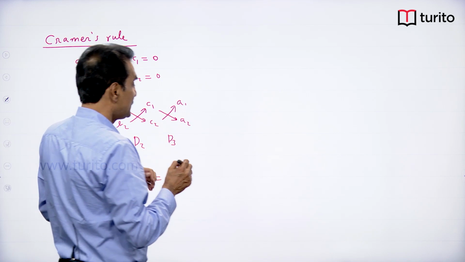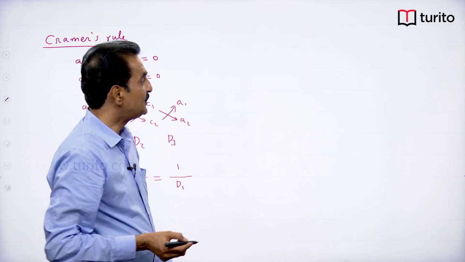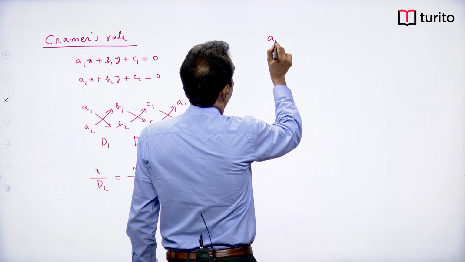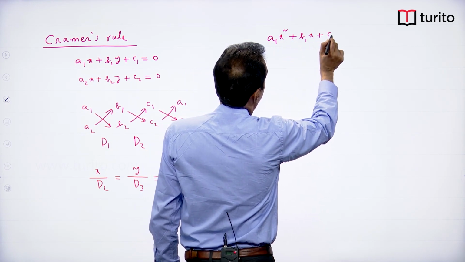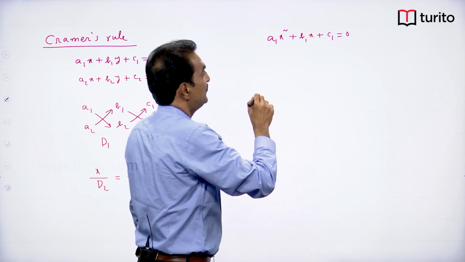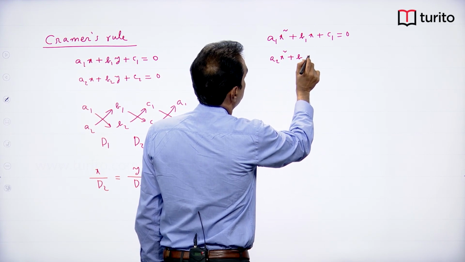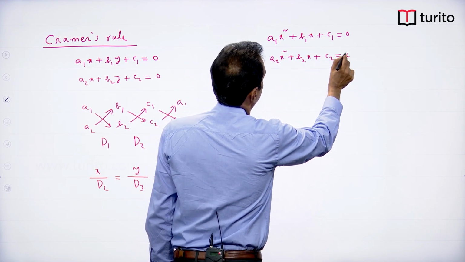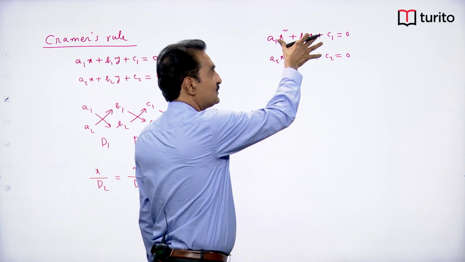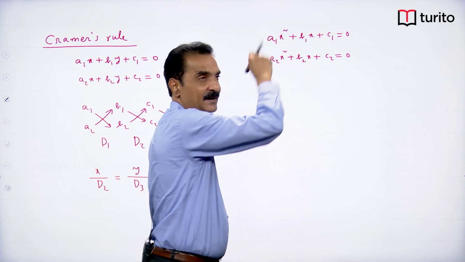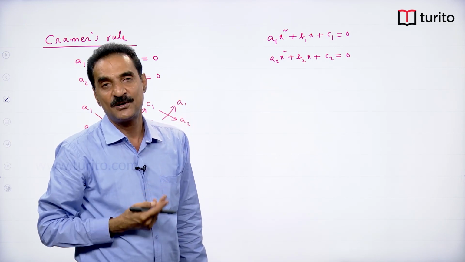Now let us take the given quadratic equations: a1x square plus b1x plus c1 is equal to 0 and a2x square plus b2x plus c2 is equal to 0. It is said that they have a common root. So this will have two roots, this will have two roots. One root is same, one root is common. One root satisfies both the equations. That is called common root.